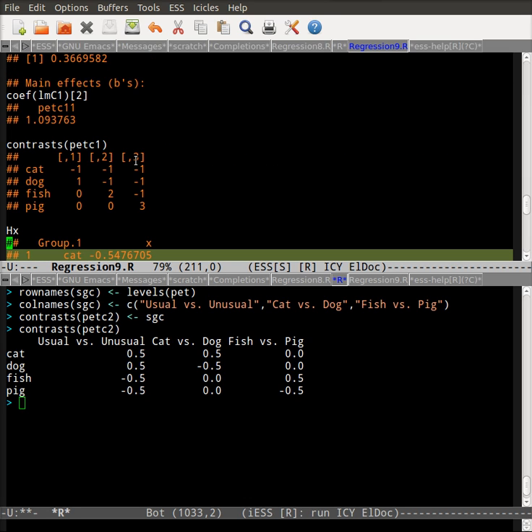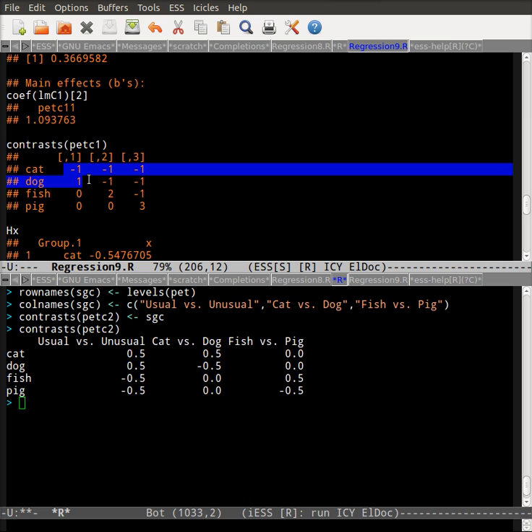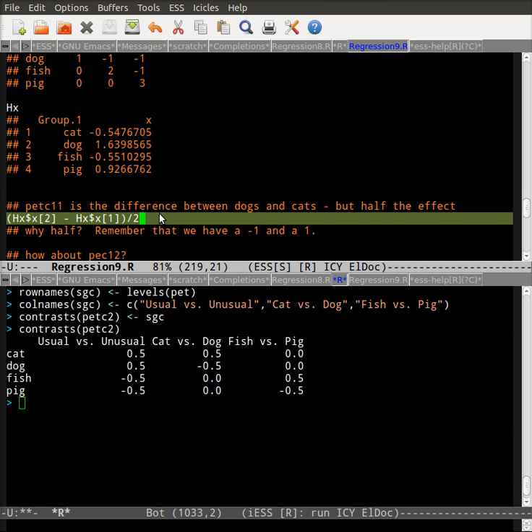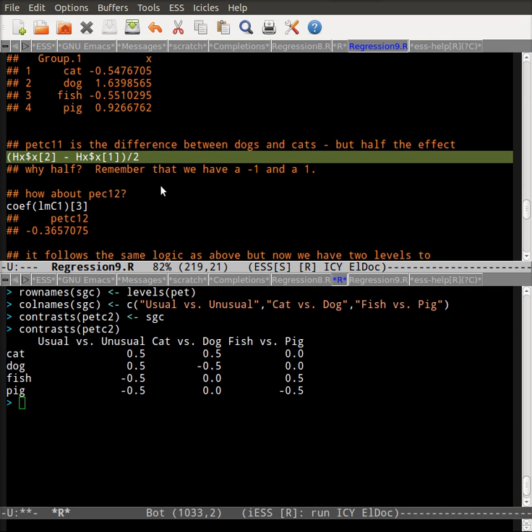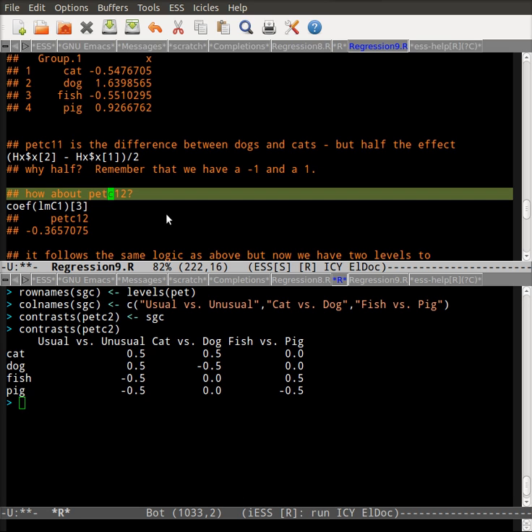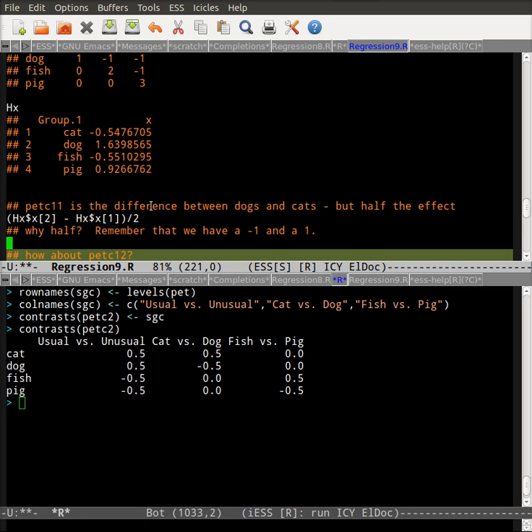Now, why is it double my effect? Well, as you can see here, I have 1 and -1, and it's balanced by 0. Okay? So in order to center it, I can divide that difference in half, and I do indeed get my B value. Okay? Then next, I want to look at my second code, and that is my pet C12.